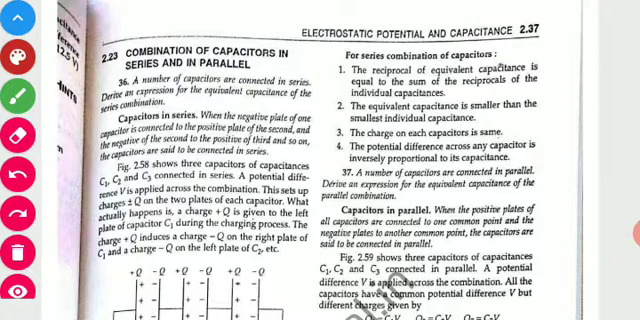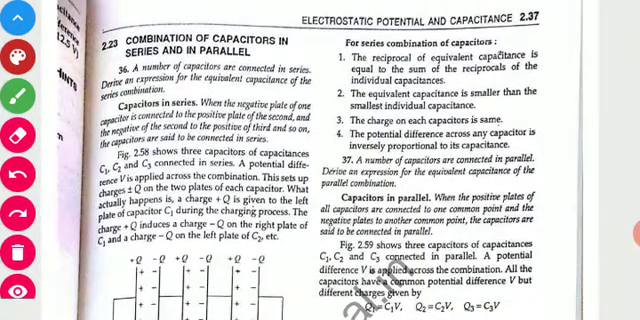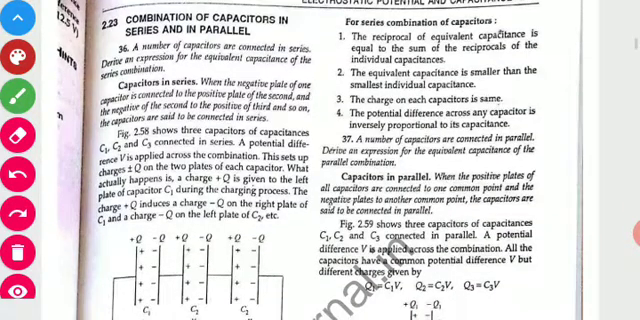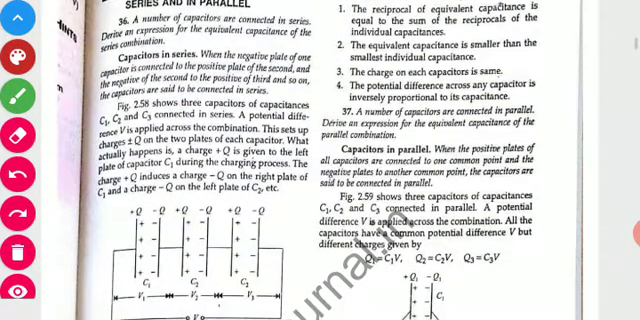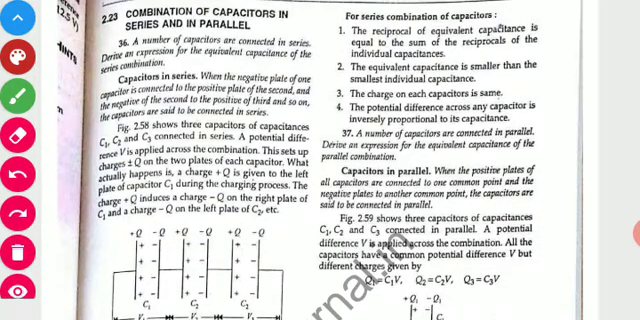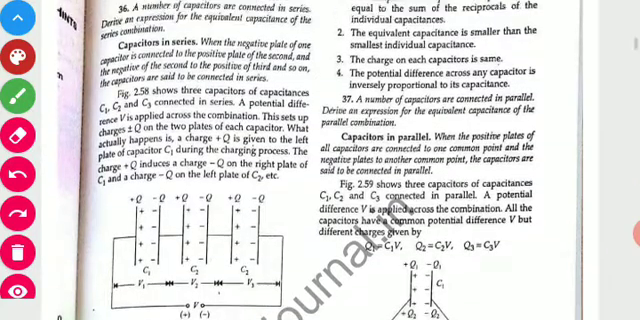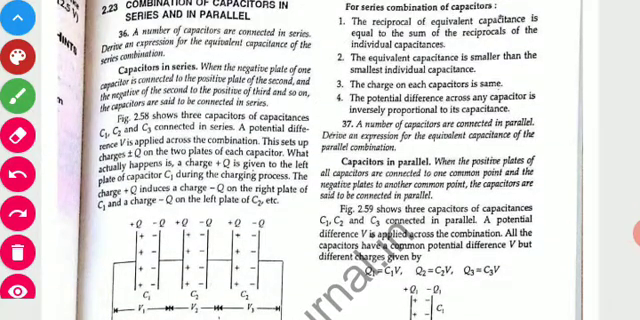So, students, in the last video, we started capacitance. Now our next topic is the combination of capacitors. We can combine capacitors in two ways, that is, in series and in parallel. First we will discuss capacitors in series.